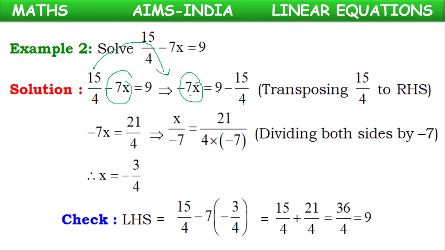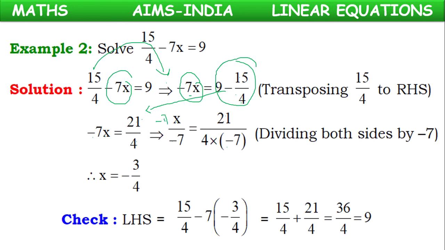So if you take LCM, 4 9s are 36, minus 15, 21. After simplification, this will become 21 by 4. Minus 7x equal to 21 by 4. So next, let's divide by minus 7 on both sides.